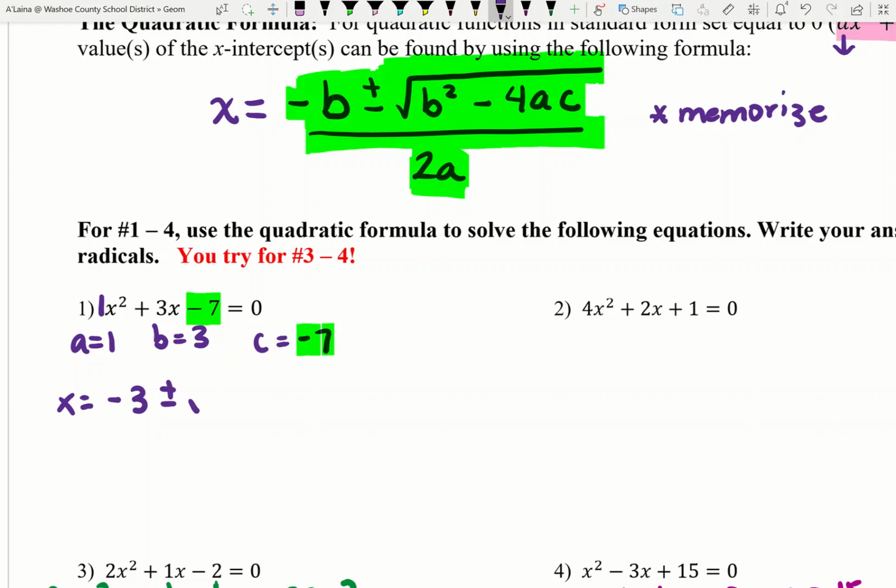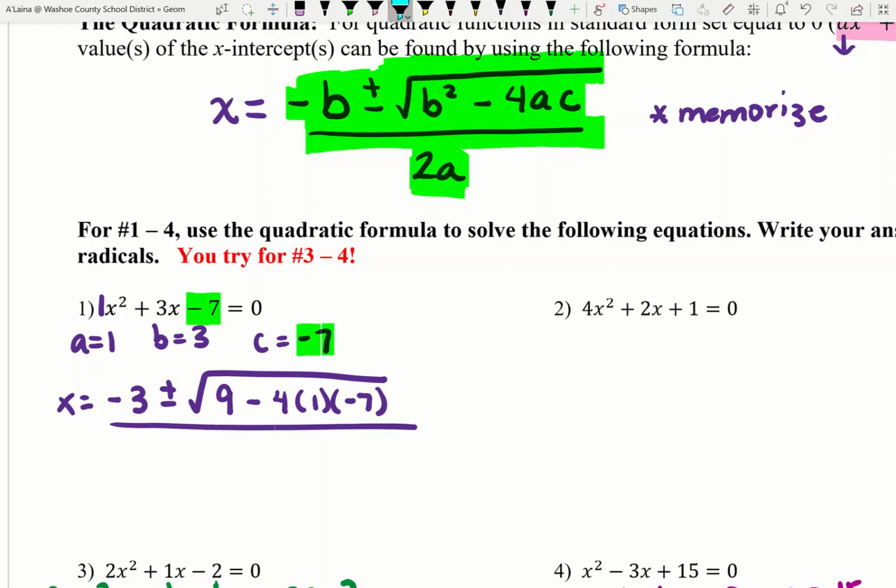Plus or minus the square root of B squared. Well, B squared is 9. You could write 3 squared if you want. You're going to have to simplify it at some point. Minus 4 times A times C, including that negative, all over... Make sure when you write this fraction bar that it goes over the entire expression, not just the part underneath the square root. All over 2 times A.